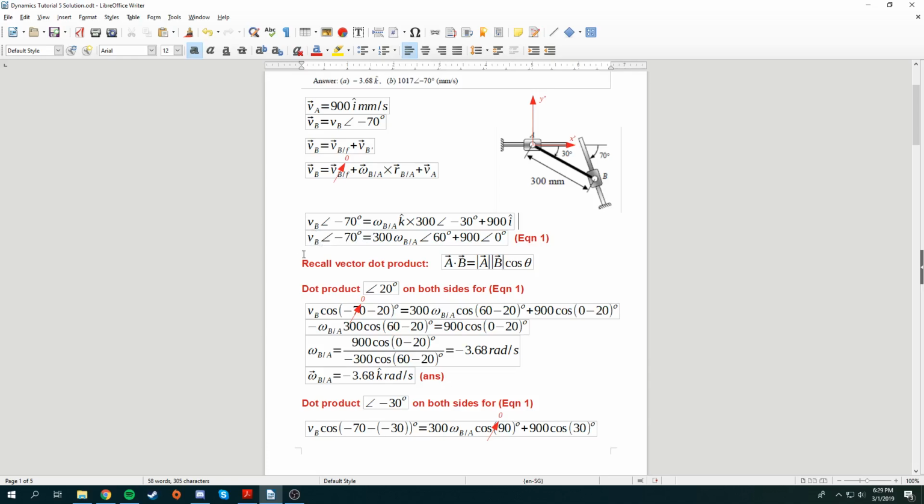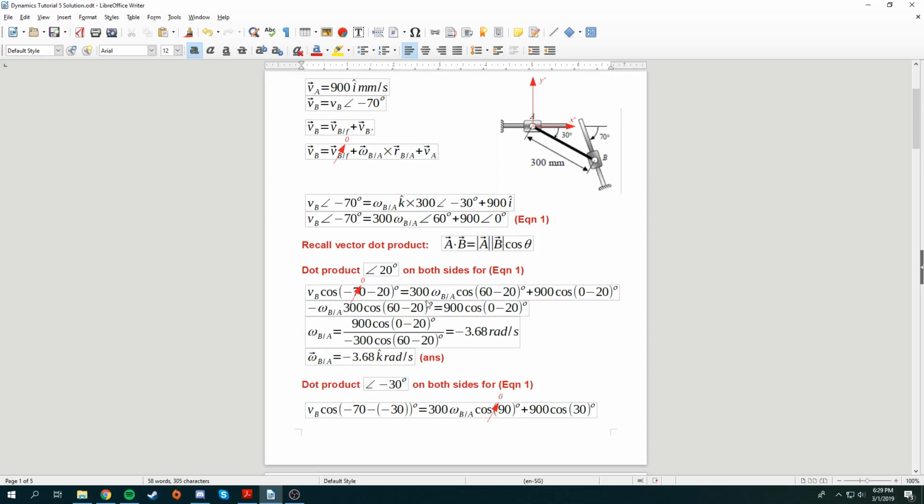I'm trying to get rid of velocity of B because I'm trying to solve for angular velocity of B from A. When I dot product with the 20 degree unit vector, I'm trying to create the angle of 90 degrees between velocity of B and this unit vector. Why? Because when I do the dot product, I can get rid of velocity of B, so I can only focus on one unknown.